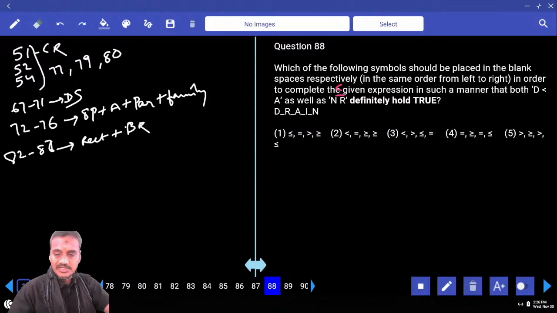Now d lesser than a means from here to here: the first element is d, the third element is a. From the first element to the third element, how many blanks do we have? 2 blanks. Tell me what should be in these 2 blanks so that d lesser than a is true. There must be at least one lesser than, and the other one must be equal or lesser than or equals to.